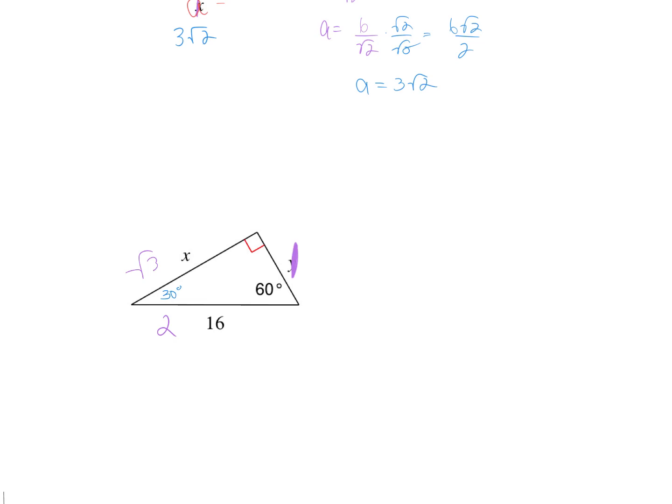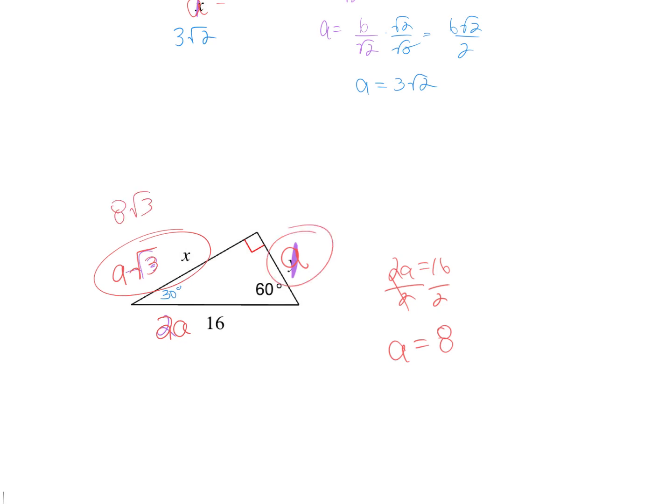Everybody with me? Okay, so I'm going to use a again. I'm going to replace this with a. This is 2a. And this is a square root of 3. Right? Can I set up an equation? What would my little equation be that I could solve? 2a equals 16, okay? Divide both sides by 2, so a equals 8. You guys just solved this whole triangle. What is this side right here?